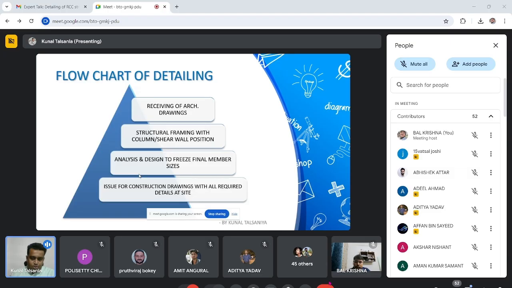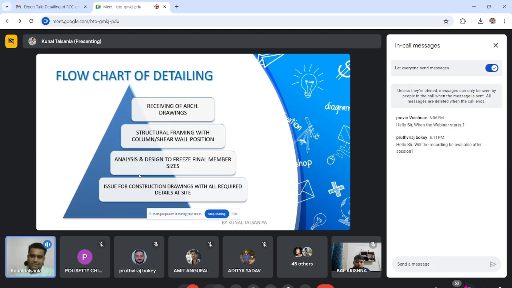And when you start your job or your business as a structural engineer, you have to see the flow chart of output. So the very first day, you will receive the architecture drawing of any project. After that, you have to share the structural framing plan with column and shear wall positions, then analysis and design to freeze final member sizes, and at the final stage you will issue the construction drawings with all required details at site. So this is the flow chart.